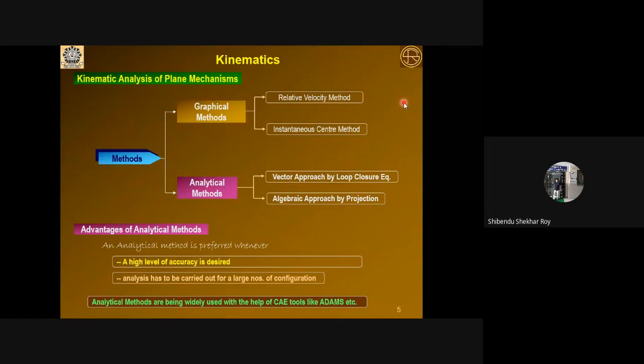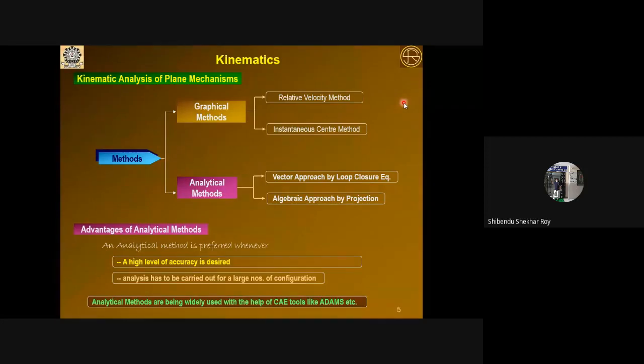I will prefer the analytical methods: the vector approach by loop closure equation, or the algebraic approach by projection method. There are certain advantages of the analytical method, and that is why it is preferred over the graphical method, because by the analytical method a high level of accuracy is possible. When you need a high level of accuracy in your calculation, it is better to go for the analytical method.